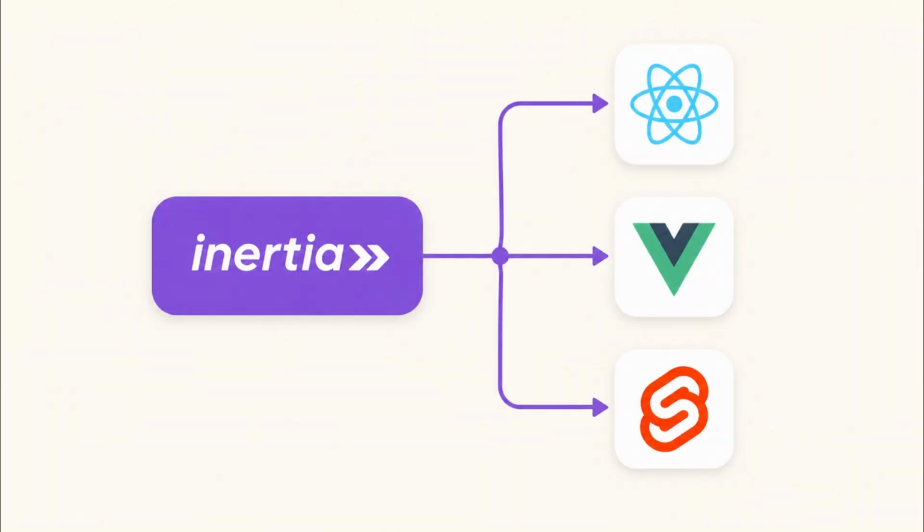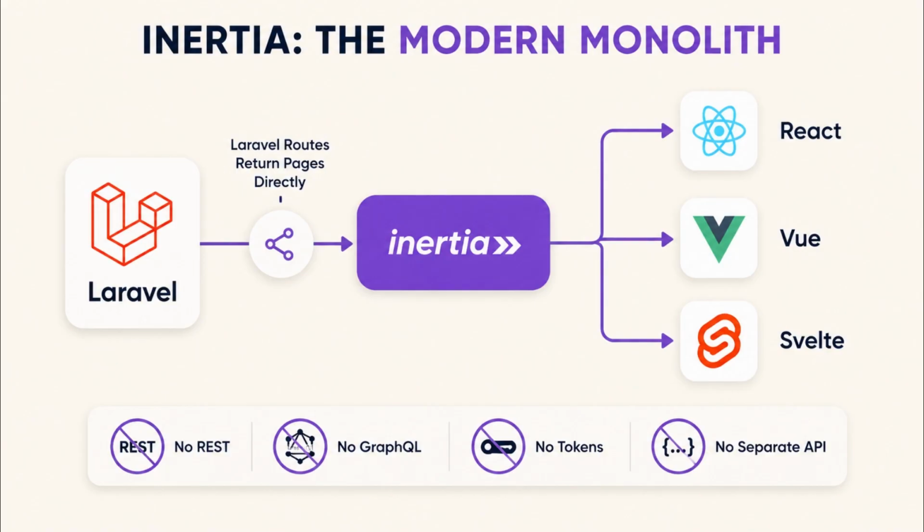Now, some of you actually like React or Vue. Maybe your team already knows it. Maybe you want that component ecosystem. Fair enough. That's where Inertia.js comes in. Inertia is often called the modern monolith. It lets you build your front end in React, Vue, or Svelte. Full components, full reactivity, but without building a separate API. Your Laravel routes return your front-end pages directly. No REST, no GraphQL, no token juggling.